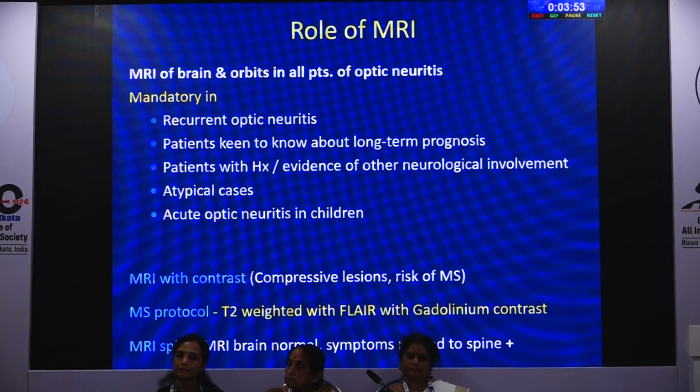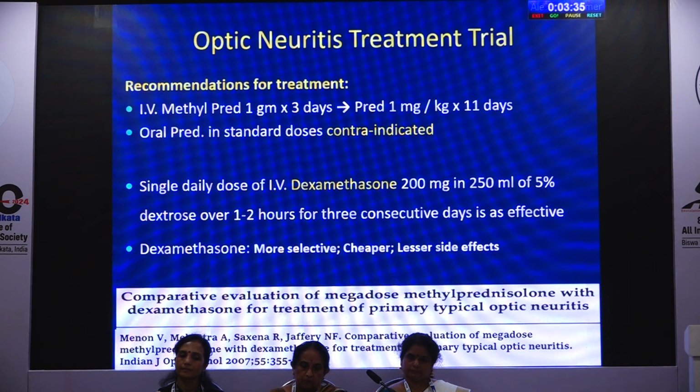Rarely, occasionally on the first go, I would advise an MRI spine, although neurologists are a lot more insistent. But if you have a history of neurological problems, the patient has ever talked about bowel bladder problems, has talked about weakness of the lower limbs, any evidence of any other neurological involvement, you should probably get an MRI of the spine also. So ONTT taught us that IV methylprednisolone for 3 days is the standard of care, followed up with a small oral taper.